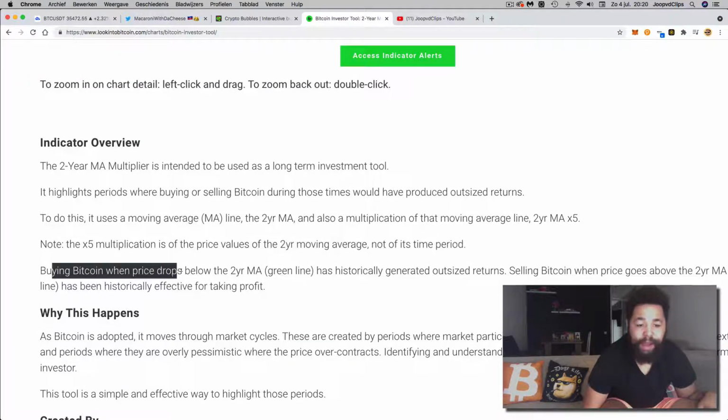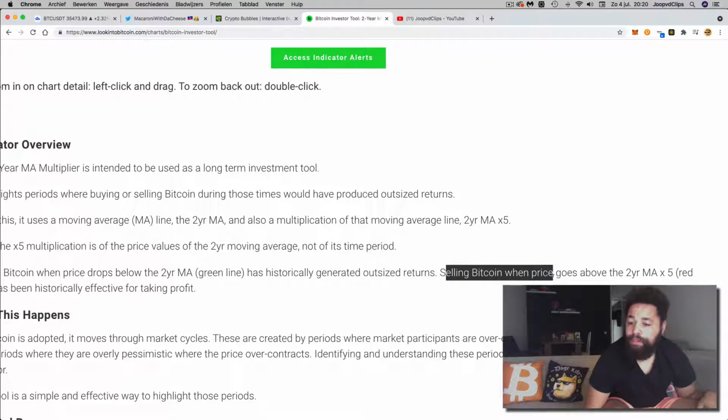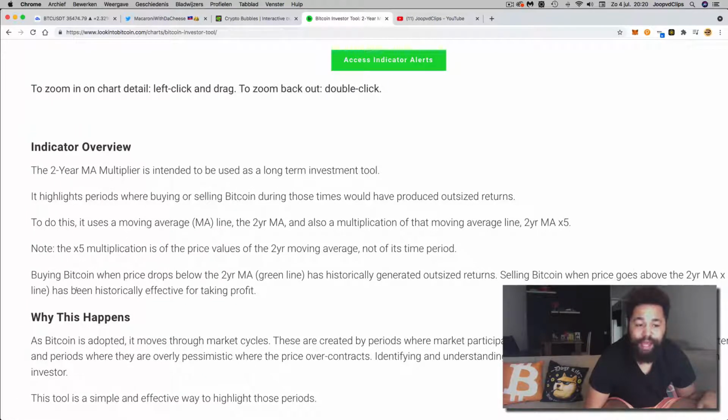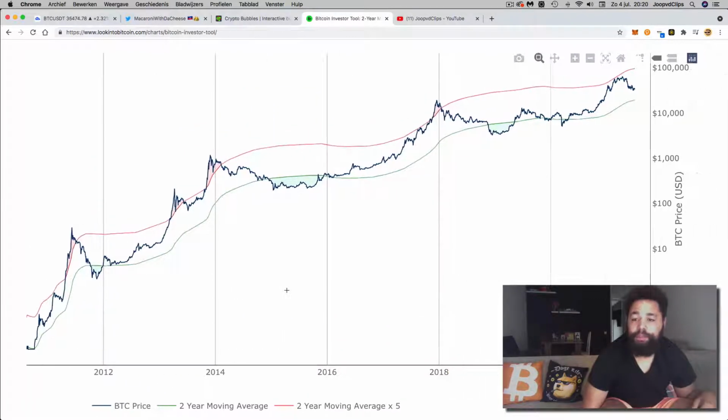By buying Bitcoin when prices drop below the 2-year moving average, the green line, has historically generated outsized returns. Selling Bitcoin when prices go above the 2-year moving average, that's the red line, has been historically effective for taking profit. Okay, let's go to the chart.